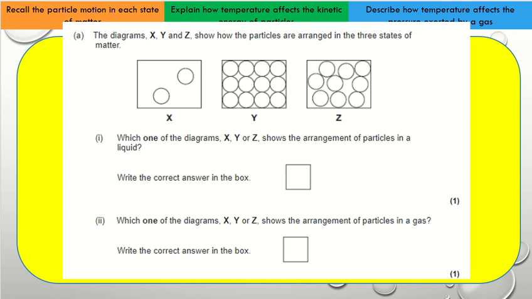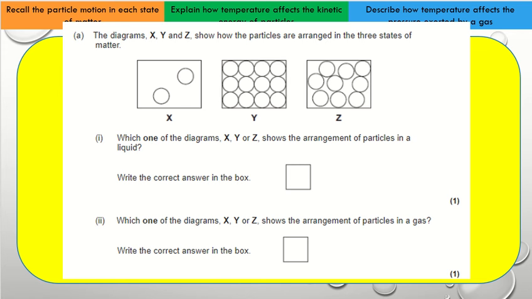So moving on a little bit from these, what I want us to do is answer these exam questions. Which one of these, X, Y, and Z, has the arrangement of particles in a liquid? And then which one has the particles of a gas? It shouldn't take us very long to do, so I'm going to give you 5, 4, 3, 2, 1.